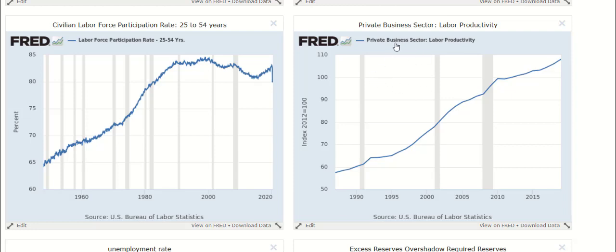Now here over to the right is business sector labor productivity. We have a whole chapter, a video on labor productivity, and this is an estimate of labor productivity. Now it doesn't show any big drops because it doesn't get updated that much.